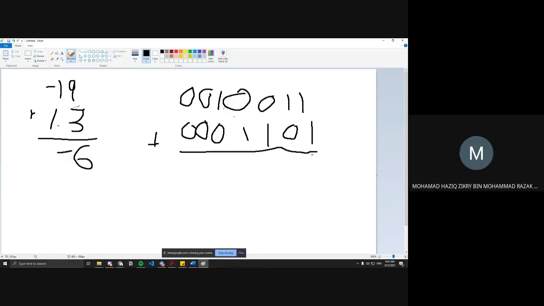Wait, doctor. In the example, why is it that after you add, the first number is negative, the sign bit is 1? Where is the first number? Positive. Do I have to wait?